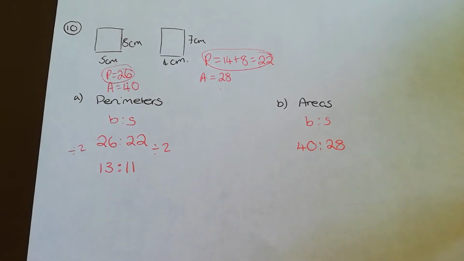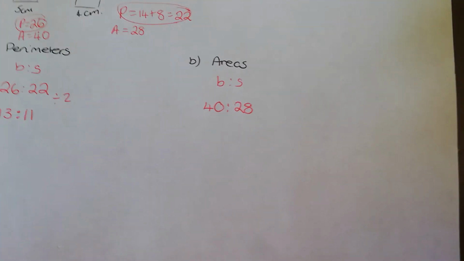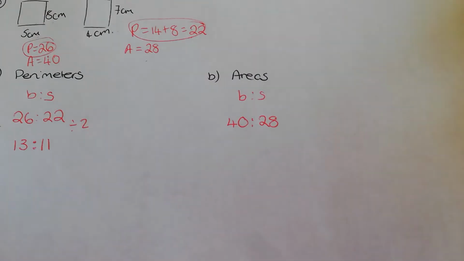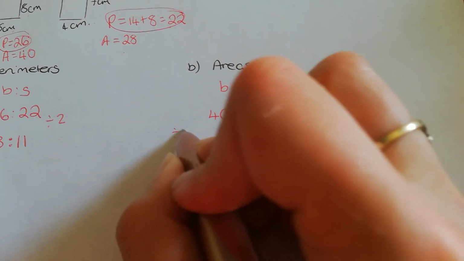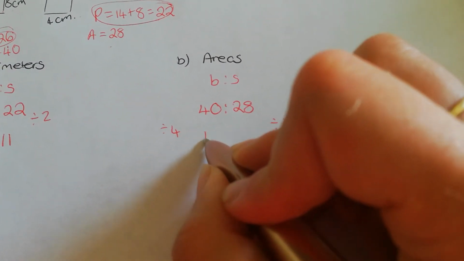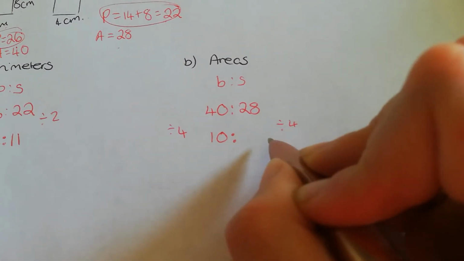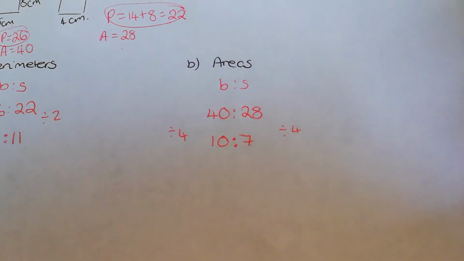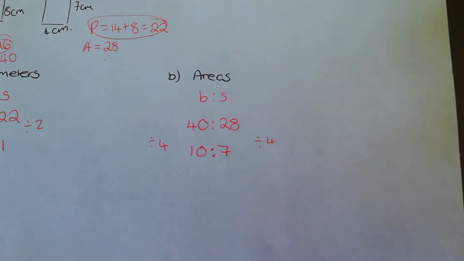Now, times tables, we've got options here. They'll both definitely divide by 2. They'll both divide by 4 as well. They're both in the 4 times table. So let's do that. Dividing them both by 4, I get 40 divided by 4 is 10, and 28 divided by 4 is 7. That's as simple as it gets. So the area ratio is 10 to 7.